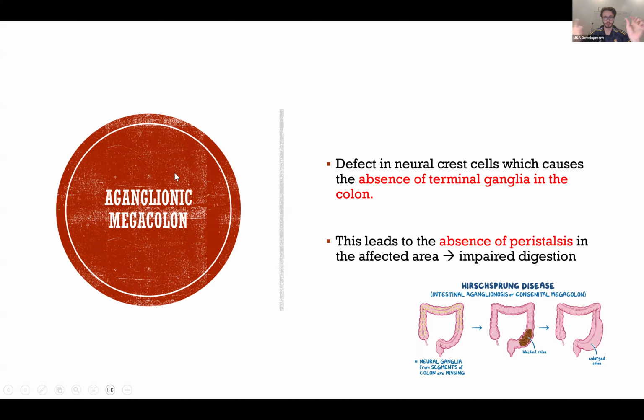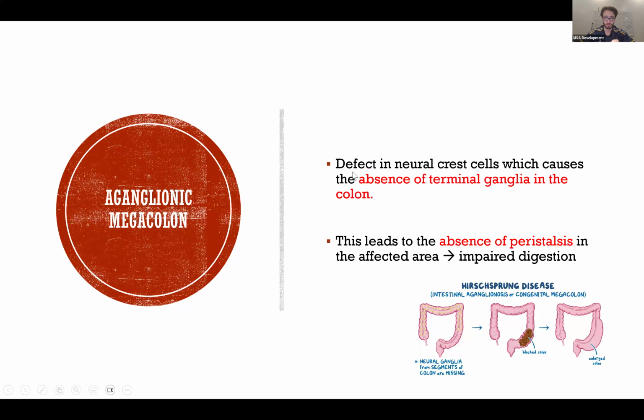Aganglionic. A and ganglionic. In medicine, if we have a word that is preceded by A, it means we don't have that thing. Aganglionic means there isn't a ganglion. Okay? For aganglionic megacolon, it is the colon, part of the digestive tract, large intestine to be specific. We don't have a ganglion. Okay? Let's say it like that for now.